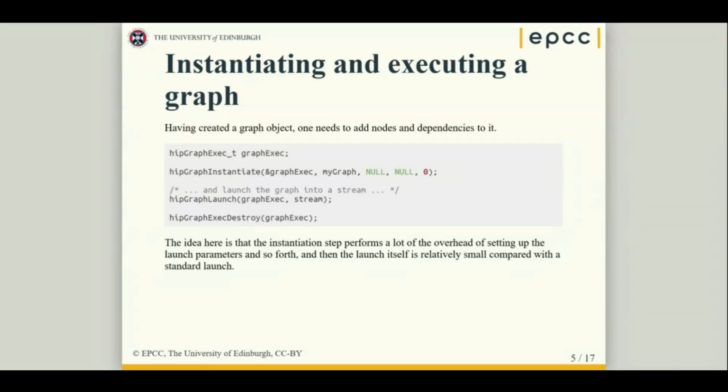We will see the nodes that we can have. Also remember that you need to execute this. Instantiate means we create the graph, but we also need to create the execution of the graph. And again, everything that we create, we need to destroy. So we need to use hipGraphExecDestroy.